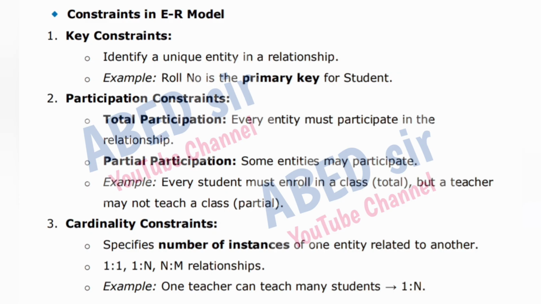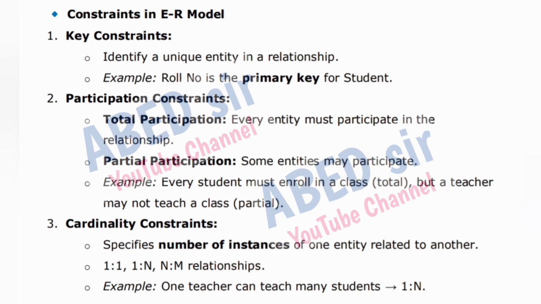2. Participation constraints. Total participation: every entity must participate in the relationship. Partial participation: some entities may participate. Example, every student must enroll in a class, total, but a teacher may not teach a class, partial.